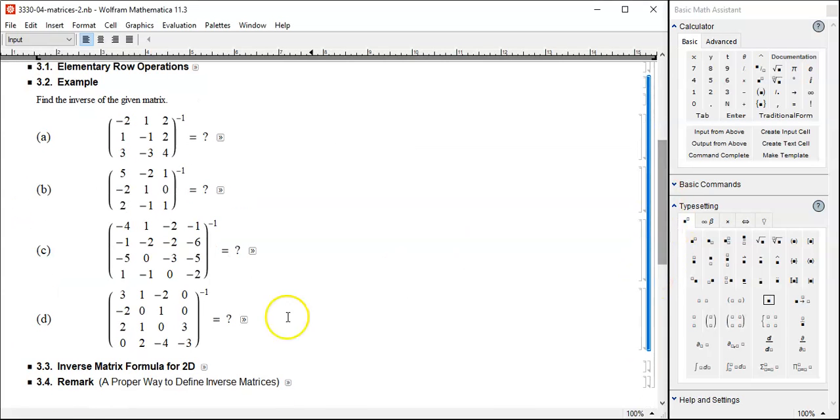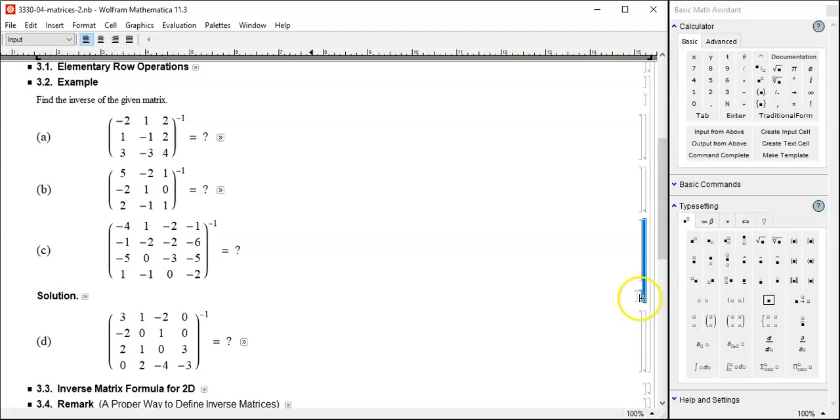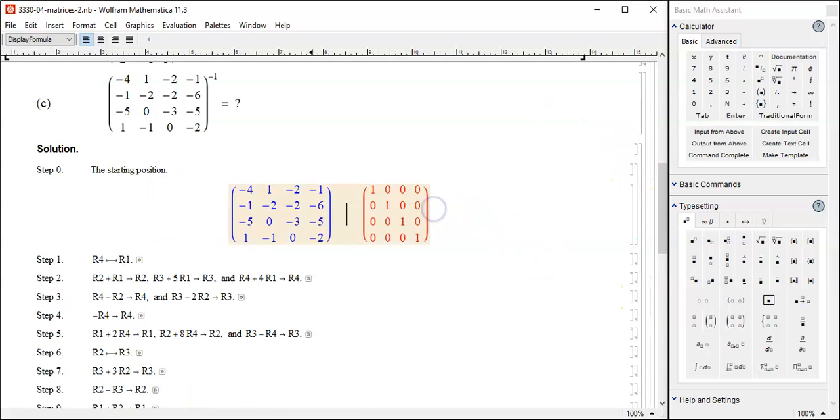How about a 4x4 example? Of course, this is going to be a little bit more time consuming. Here we go. Here's the setup, the original matrix here, and then the identity matrix.